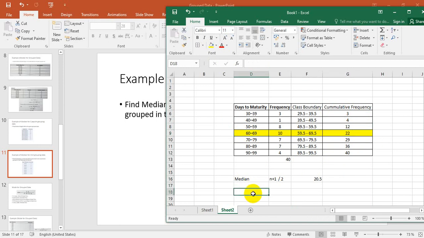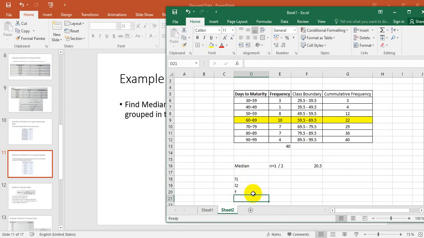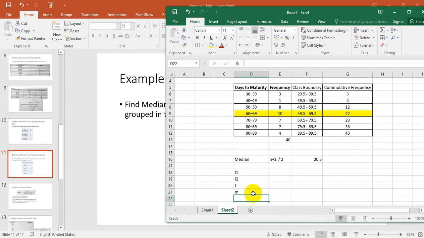नाउ मीडियन क्लास डिटरमिनेशन के बाद आई नीड टू फाइंड आउट L1, lower limit of median class, L2, upper limit of median class, frequency of the median class, M and C. ये 5 information हमें चाहिए. Now L1 क्या है हमारे पास 59.5, L2 क्या है 69.5, frequency क्या है 10. ओके, ये मीडियन क्लास की सारी चीज़ें लिख रहा हूँ. M हमारे पास है 20.5. And what about C? C is the cumulative frequency preceding the median class, which is 12.